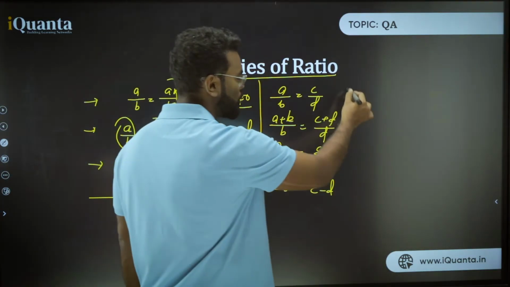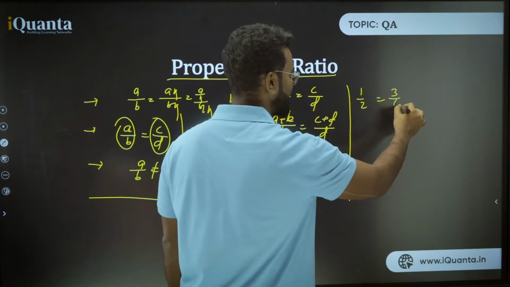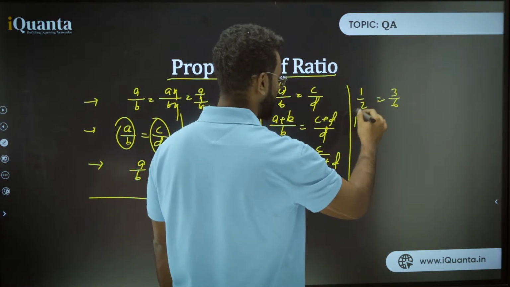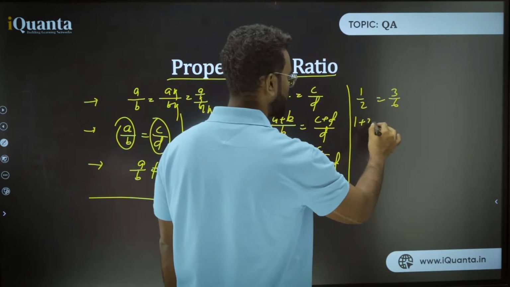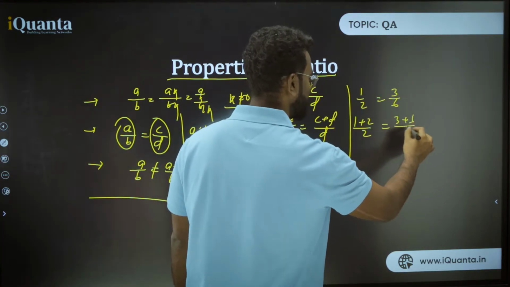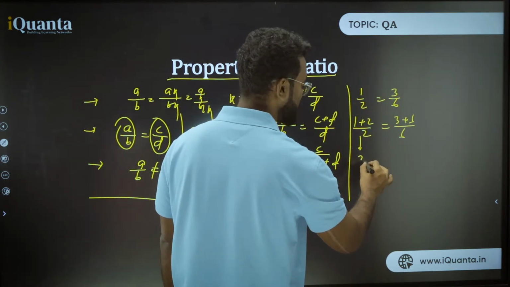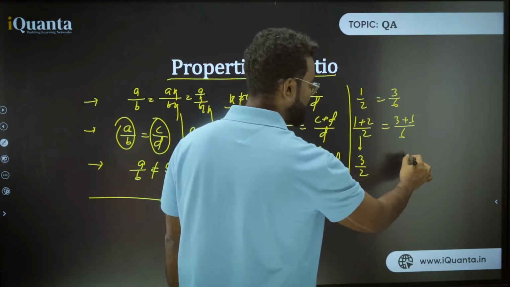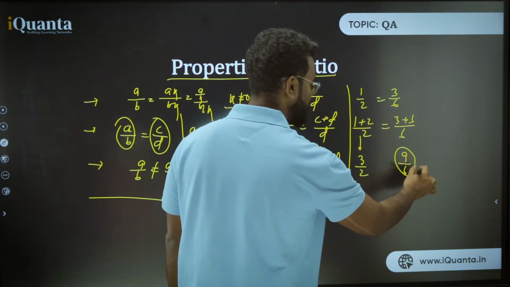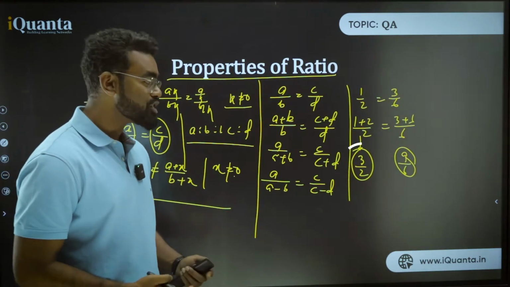And I'll give you one example also. Let's say 1 upon 2 is equal to 3 upon 6, right? So I can write A plus B upon B: 1 plus 2 upon 2 has to be equal to 3 plus 6 upon 6. Now check this: what is the value of this? The value of this is 3 upon 2. And what is the value of this? That is 9 upon 6, and 9 upon 6 is the same as 3 upon 2. So that means the values remain unchanged.